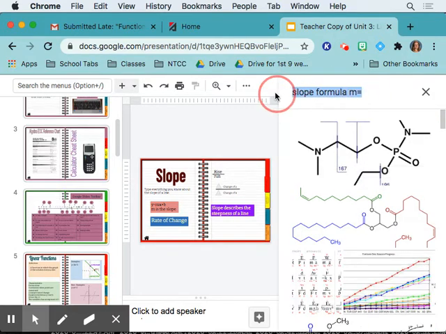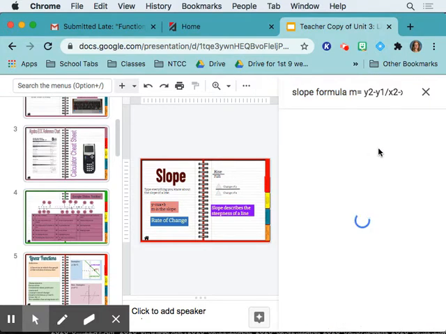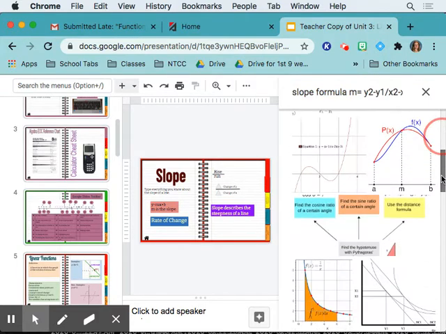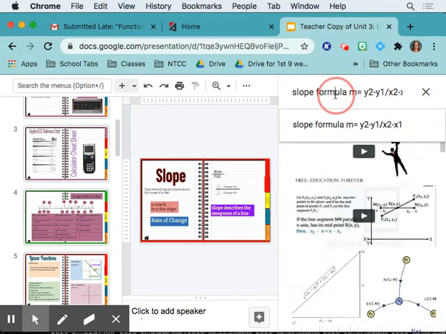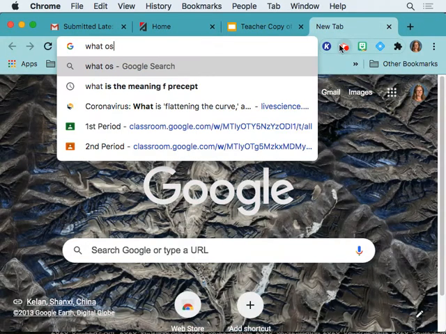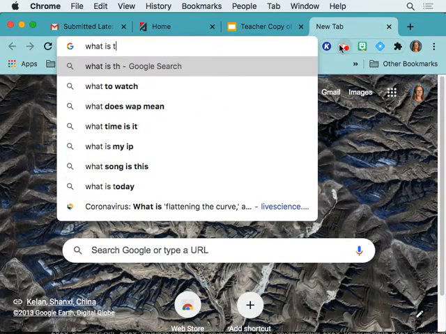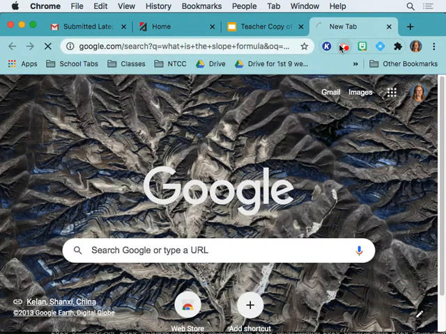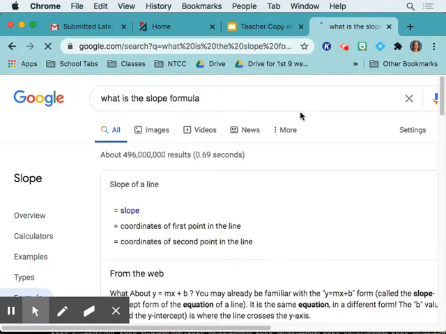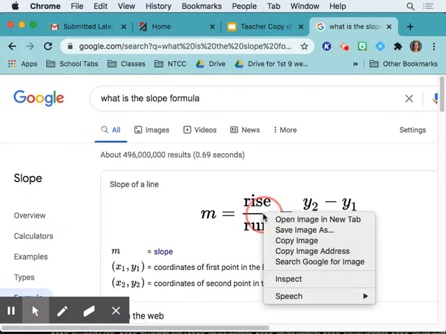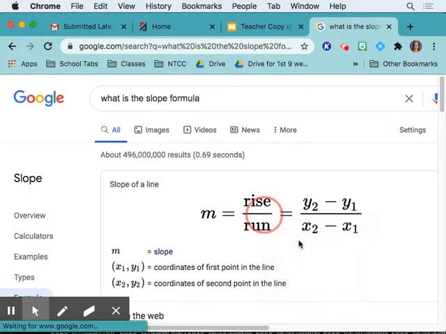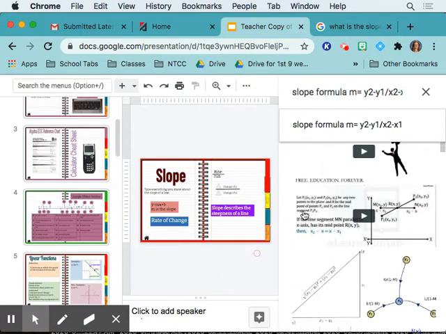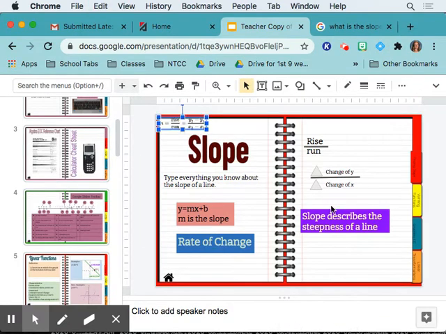I want the slope formula. I just looked it up online. Okay, and can you copy it? You can just move it with your drive. Okay, so how can we, oh, we can copy image? Okay, all right. All right, there we go. That'll work.